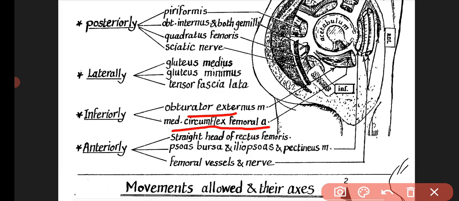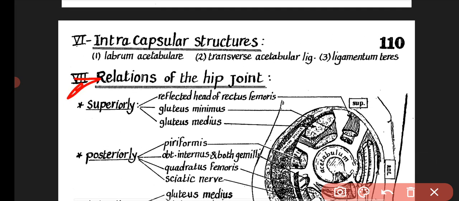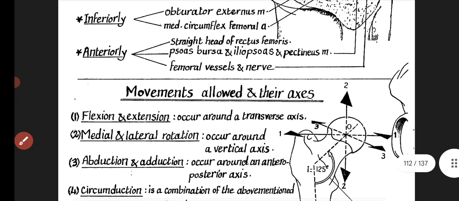Anteriorly, there are the straight head of the rectus femoris, bursa of the psoas, iliopsoas, and pectineus muscle, and femoral vessels and nerves. Normally this portion, the relations, doesn't come in the exam, but you have to know it if it's asked in the practical.